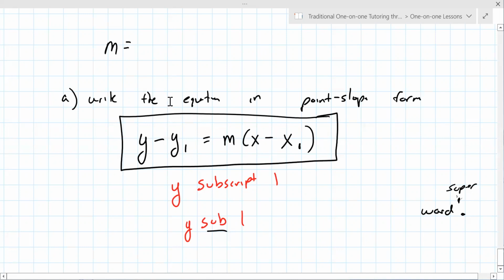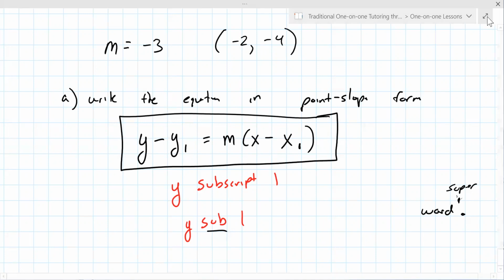Okay, so let's say the slope is -3, and let's say it goes to the point (-2, -4). Can you write the equation in point-slope form? Yes.